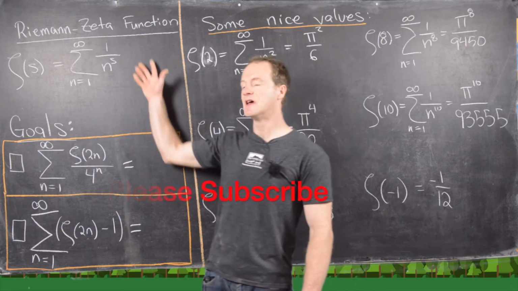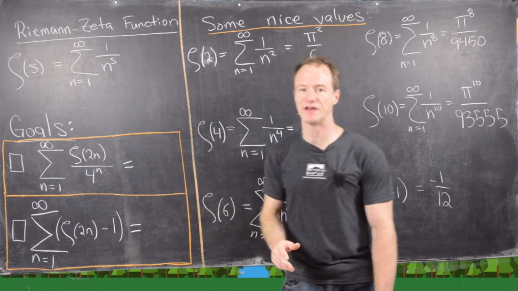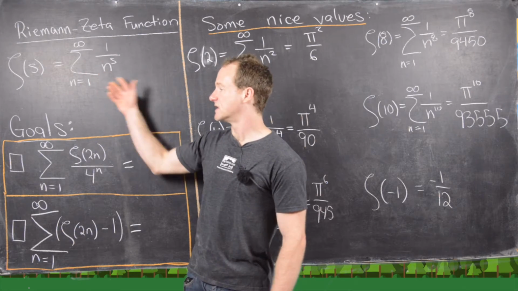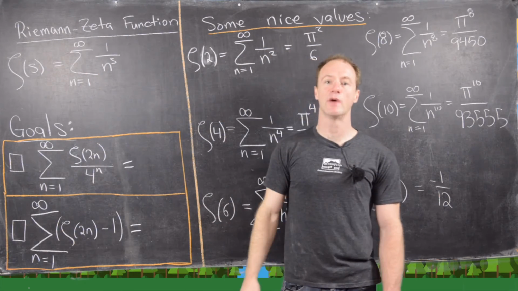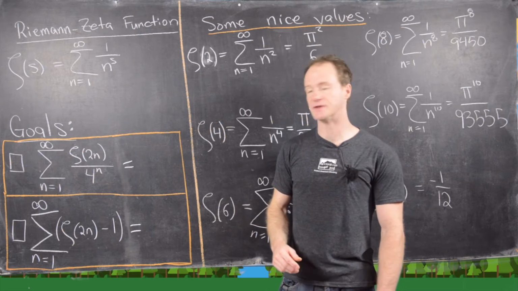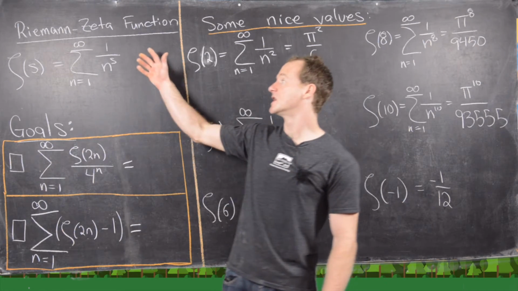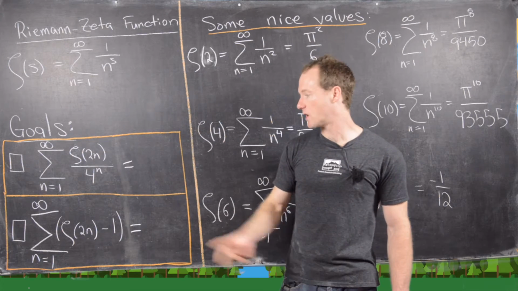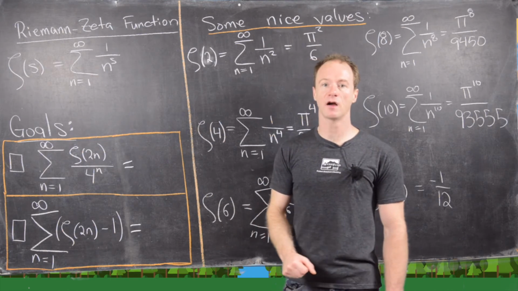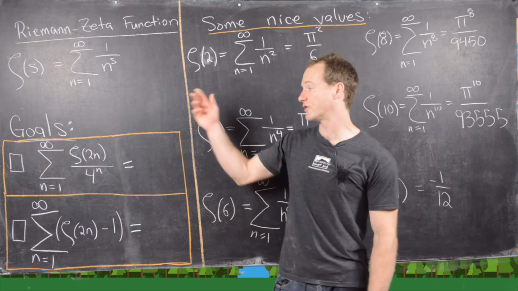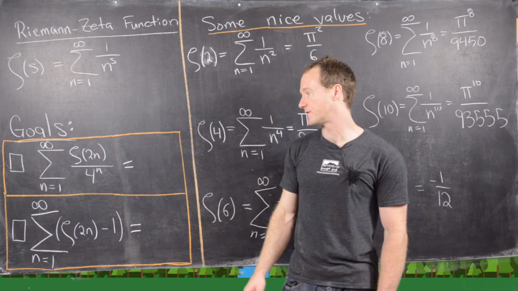And I should say that this isn't exactly the definition of the Riemann-Zeta function. The Riemann-Zeta function is some sort of analytic continuation of this sum. But that's not what we're going to go into details today. We're just going to consider it as this sum. And our goals for this video are twofold, and along that way we'll construct a nice generating function for the Riemann-Zeta function.